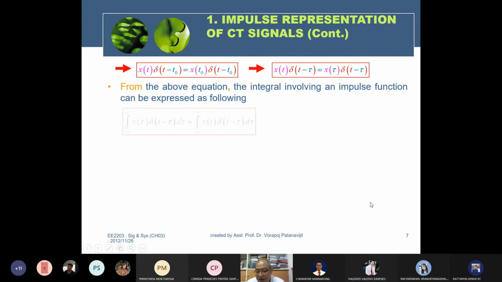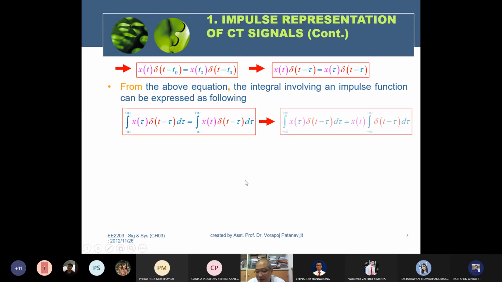From the above equation, the integral involving impulse functions can be expressed as follows. If we integrate both sides, this function gives you this. And from this property, you can see that x(t) is not impacted by the integration, because in this case you integrate with respect to tau. x(t) is not impacted. Therefore, we get the solution here.